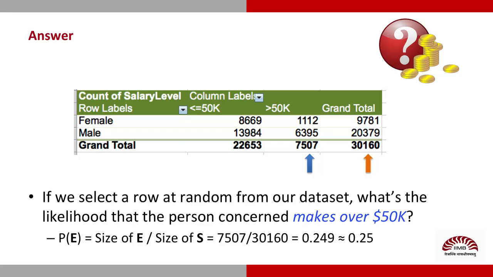Let's bring it all together now. The probability that a person who is randomly chosen from this data set makes over $50,000 is given by 7,507 divided by 30,160, which is 0.249. Or when there's no one looking, we'll round this up to 0.25.